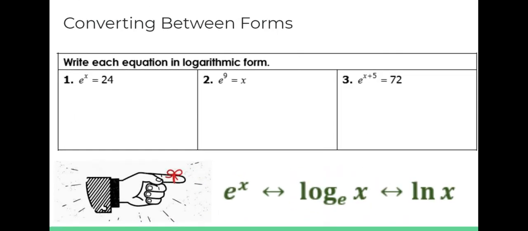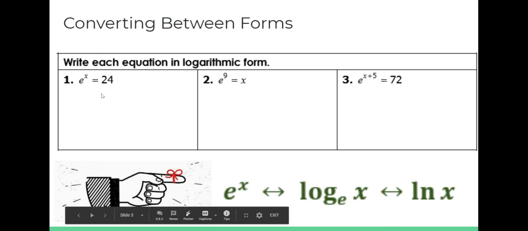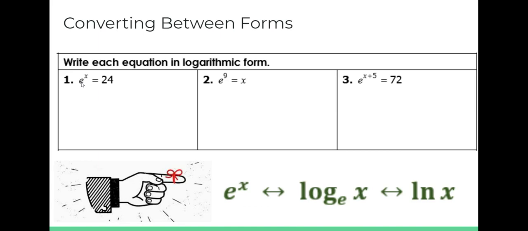One of the main ideas that I want you to walk away with from today is being able to convert between forms. I want you to be able to convert from exponent form to logarithm form, and then from logarithm form to exponential form. So number one, we have e to the x equals 24. Remember that we can always express exponents as logs. Our base is e, so it would be log base e of 24 equals x.